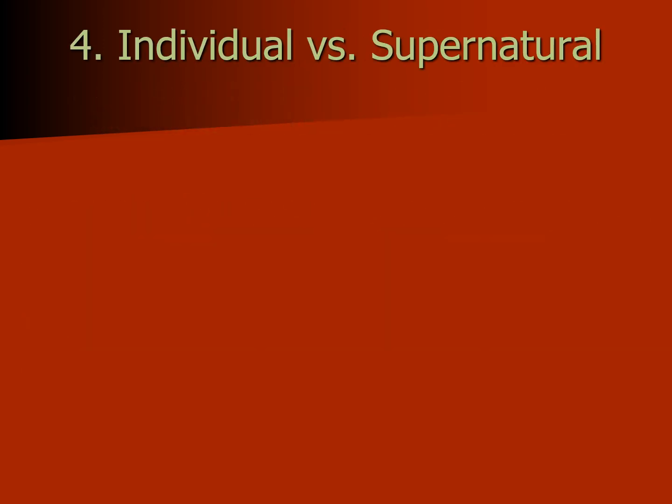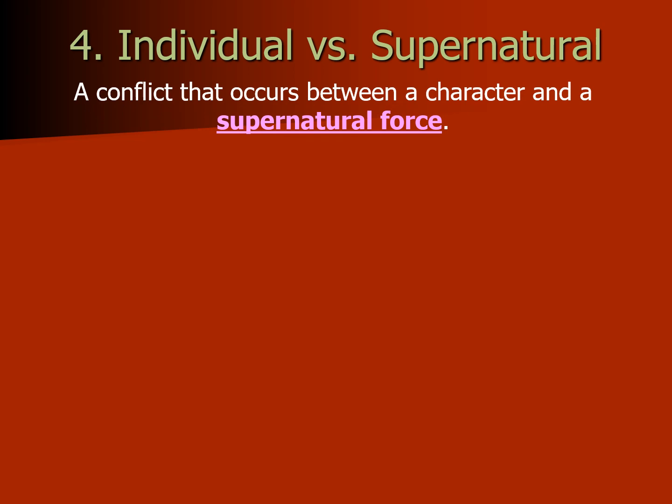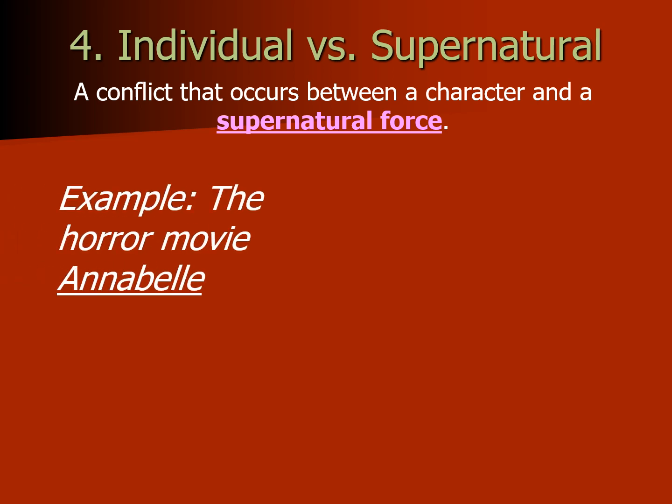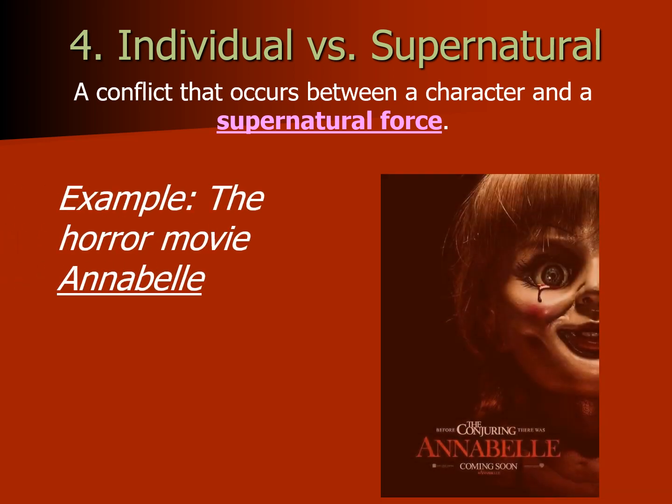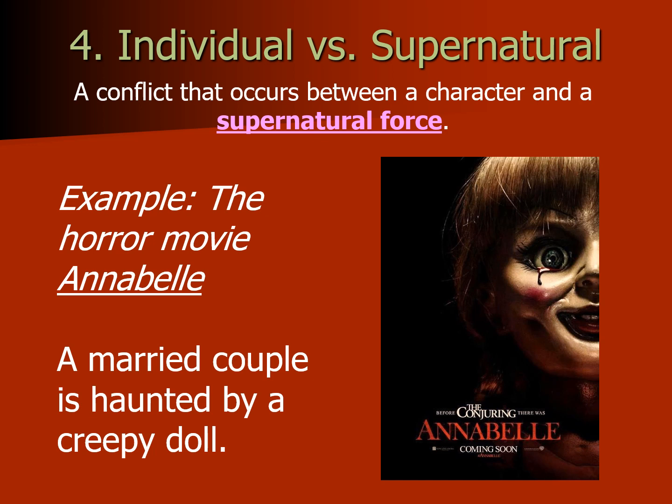Our fourth type of external conflict is individual versus the supernatural. This type of conflict is defined as a conflict that occurs between a character and a supernatural force, such as werewolves, vampires, and other types of things that don't exist in the natural world. An example might be from the horror movie Annabelle, in which a creepy doll terrorizes a married couple. Individual versus supernatural.